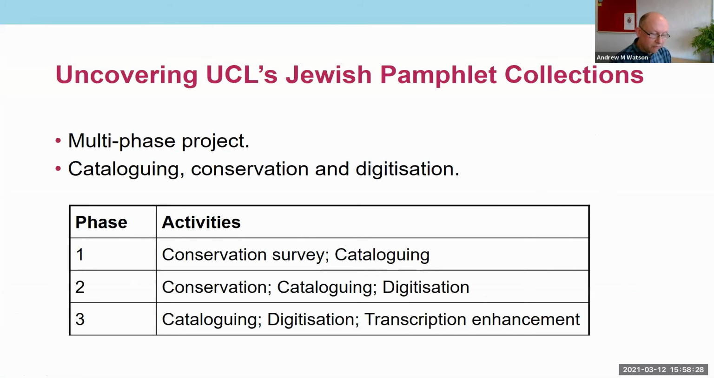The transcription enhancement took place in a multi-phased project entitled Uncovering UCL's Jewish Pamphlet Collections. The project set out to catalogue, conserve and digitize several collections of Jewish pamphlets held by UCL Special Collections. The phases were not all planned at the outset. Instead, they developed organically one from another.